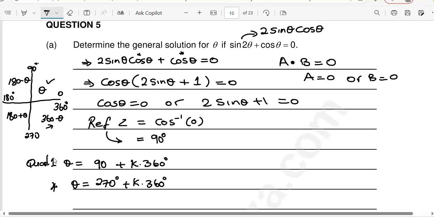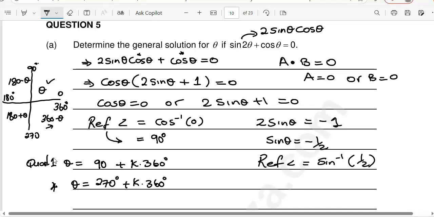Then now you need to work with the other side. 2 sine of theta, take the 1 to the other side. This will be negative 1. Therefore, divide both sides by 2 to have the sine of theta equal to minus 1 over 2. I think everyone can see that our solution here is negative, so you need to check where sine is negative. It's negative in quadrant 3 and 4. First things first, find your reference angle, which is the sine inverse of 1/2. Please do not include the negative, because the negative tells us which quadrant we should work in. It's quadrant 3.